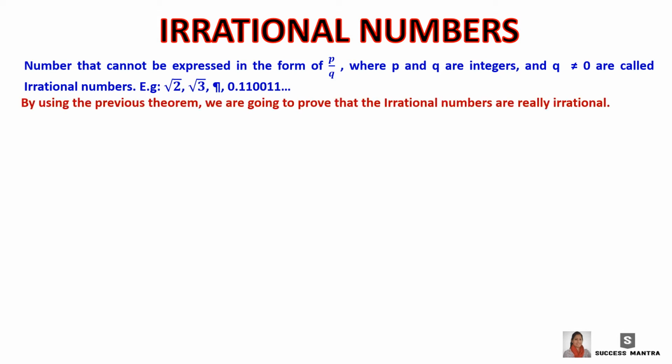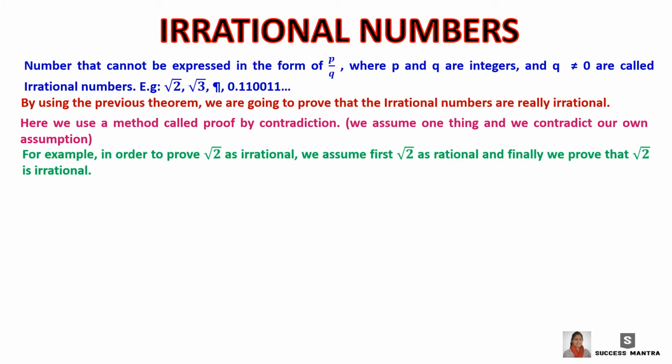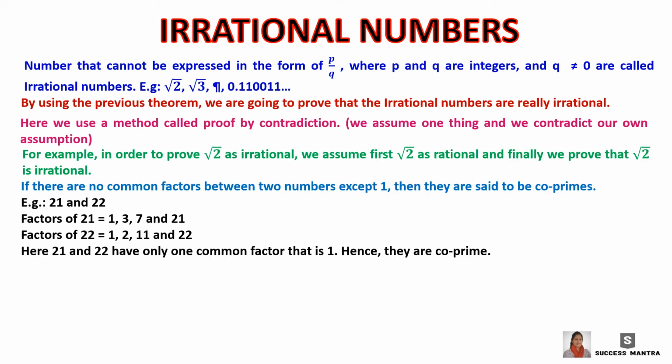So by using our fundamental theorem of arithmetic, we are going to prove that irrational numbers are really irrational. How are we proving it? We are using a method called proof by contradiction. What is proof by contradiction? We assume that one thing is true at the beginning, and finally we prove that the thing we assumed to be true at the beginning is false at the end. For example, in order to prove root 2 to be irrational, we first assume root 2 is rational, and finally we prove that root 2 is irrational.